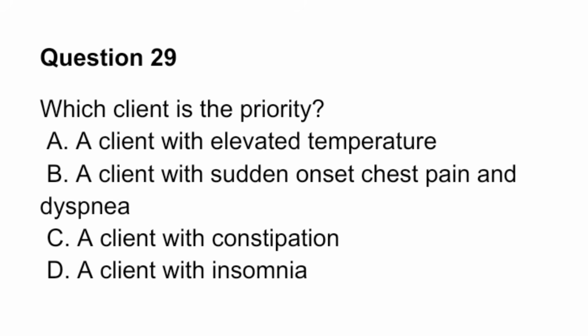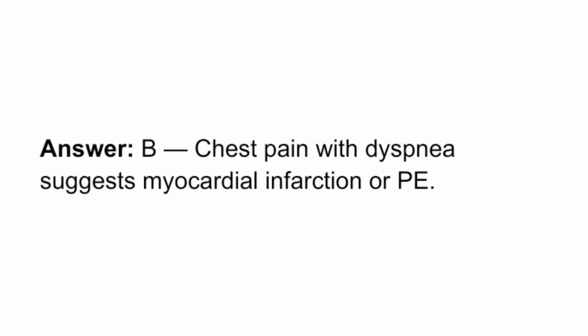Question 29. Which client is the priority? A. A client with elevated temperature. B. A client with sudden onset chest pain and dyspnea. C. A client with constipation. D. A client with insomnia. Answer B. Chest pain with dyspnea suggests myocardial infarction or PE.